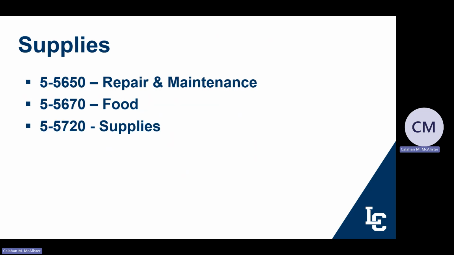Our next section is going to be supplies. 55650 is repairs and maintenance. This is for charges associated with repairs and maintenance on buildings, equipment, and vehicles. 55670, this one's going to be for food. So any food related spending, funds spent to buy food, will go under this category.